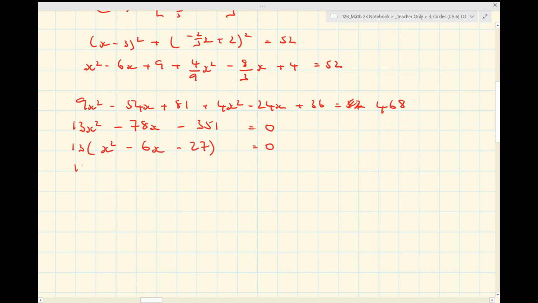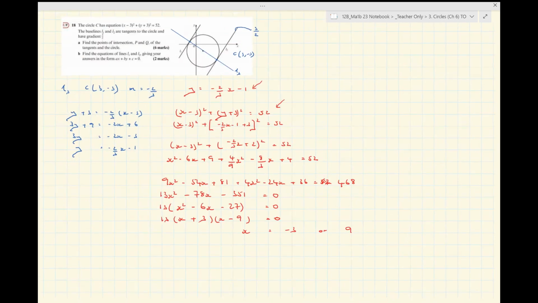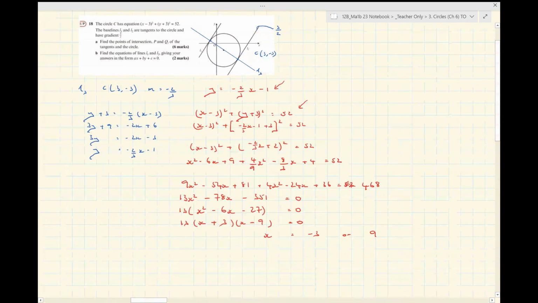Still factorising. Put this into two brackets. I'm going to have an x and an x. I've got to have a plus and a minus, haven't I? Multiply to make 27 and add to minus 6. 9 and 3. There we are. So my two solutions for x here are that x equals minus 3 or x equals plus 9. Now I need to find the y coordinates of those points of intersection, and I know that y is minus 2/3 x minus 1.